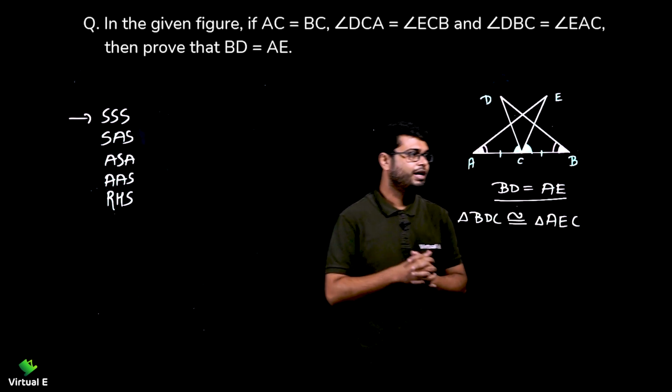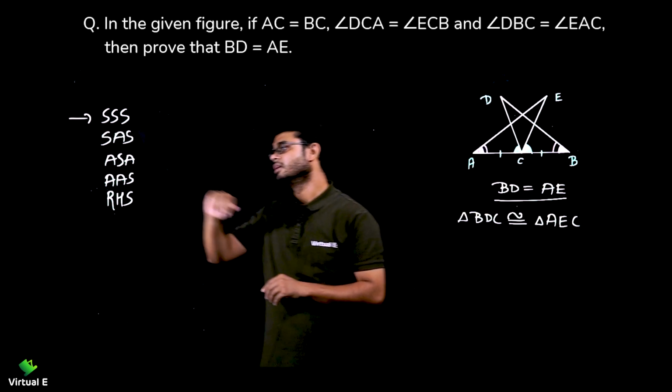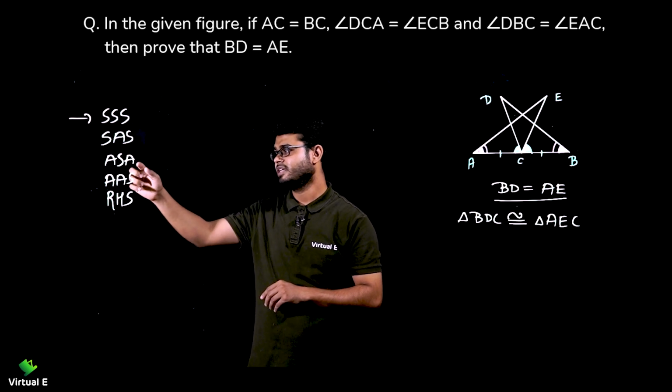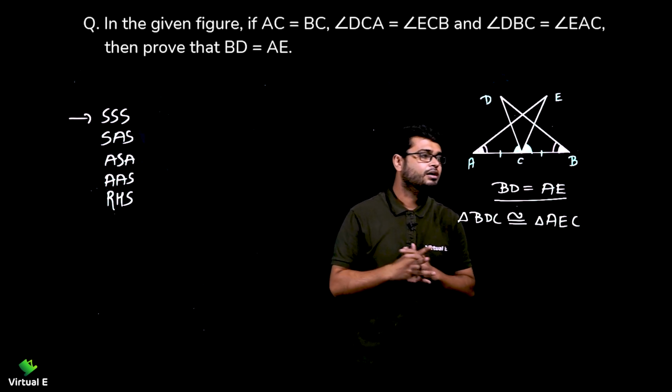Let's start. We have two angles and one side. Interesting. So two angles and one side, so either you have ASA or AAS, right? This is what we have.